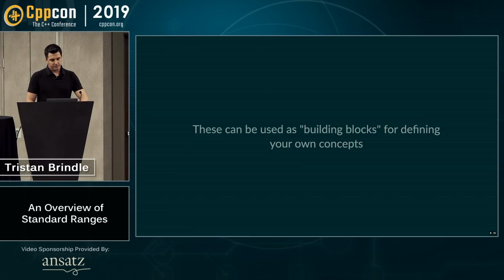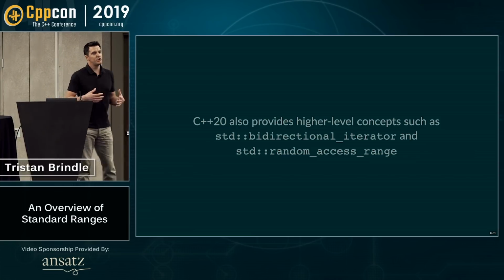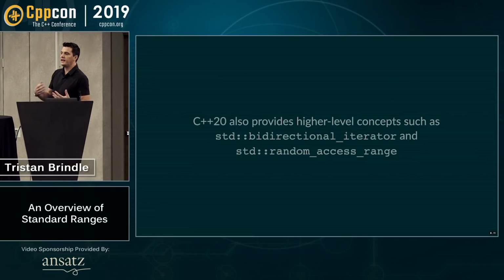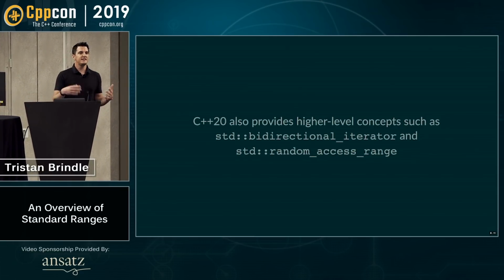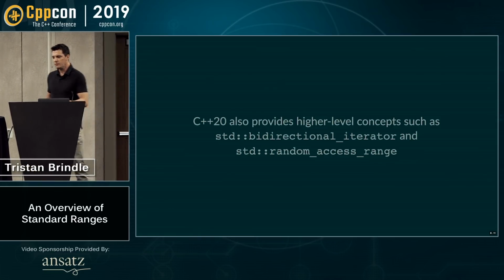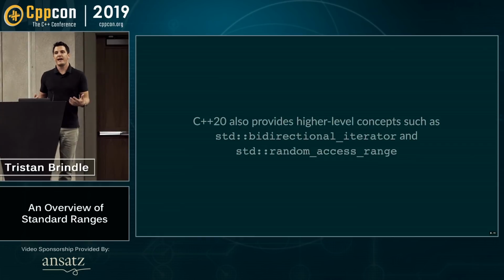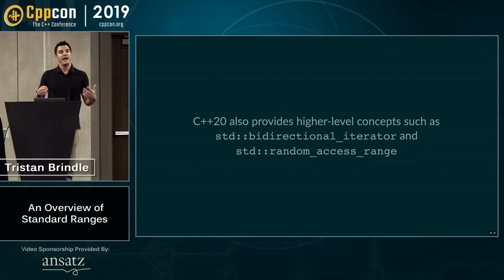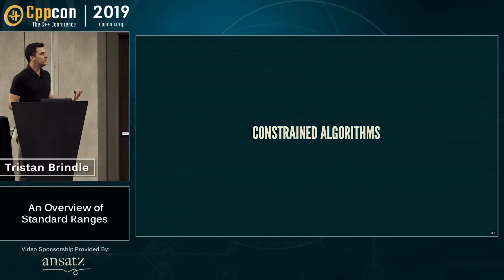On top of that, the C++20 standard library builds its own higher-level concepts, as we should be doing in our own code. It introduces these higher-level concepts, things like bidirectional iterator, things like random access range. And these are built out of these lower-level concepts. So we've got these concepts that we can use to constrain our algorithms, and in fact, to constrain our functions, and that's exactly what the standard library will do with all the algorithms that we already know and love from the STL. We'll be getting constrained algorithms.